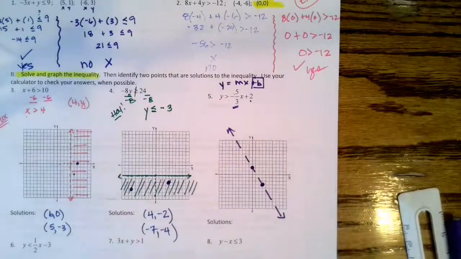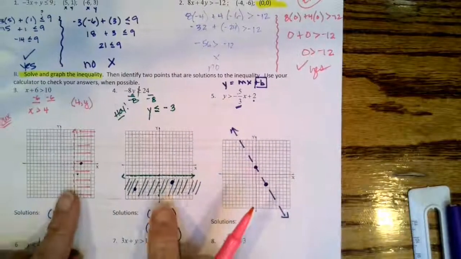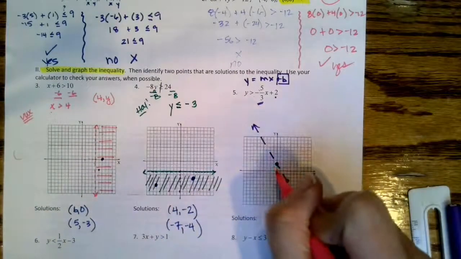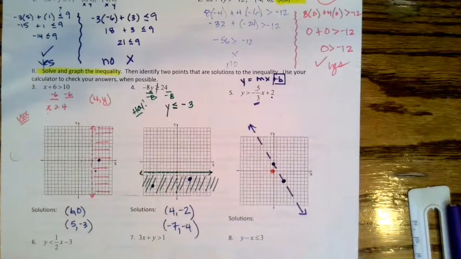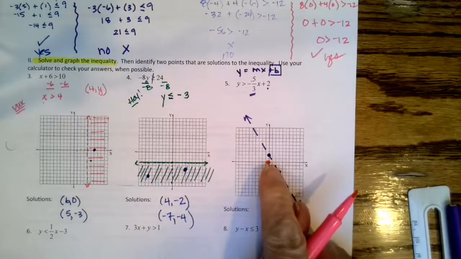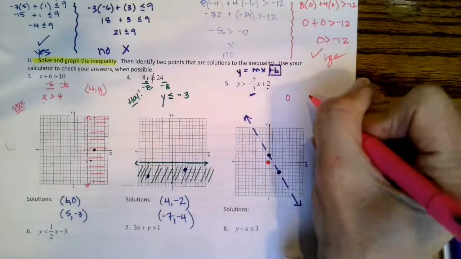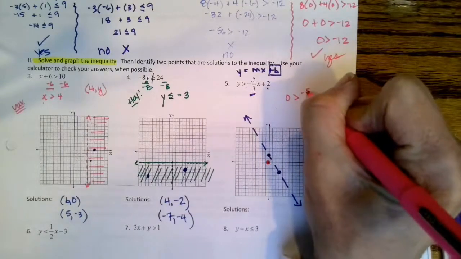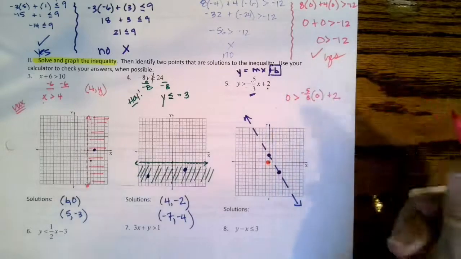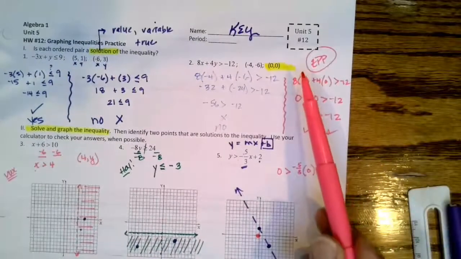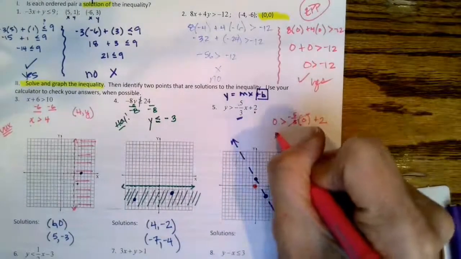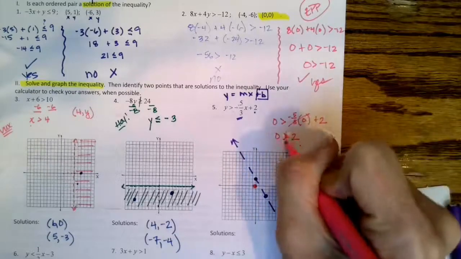Okay, so here's where the test point comes into play. These two were easy for me to shade because I knew smaller or bigger, but I'm not taking my chances with a line, especially with a negative slope. Sometimes I don't guess right. So what I'm going to do is use 0, 0 as a test point. Is 0 bigger than negative 5/3 times 0 plus 2? Again, our zero product property we talked about up here is awesome because that just cancels that out. So is 0 bigger than 2?